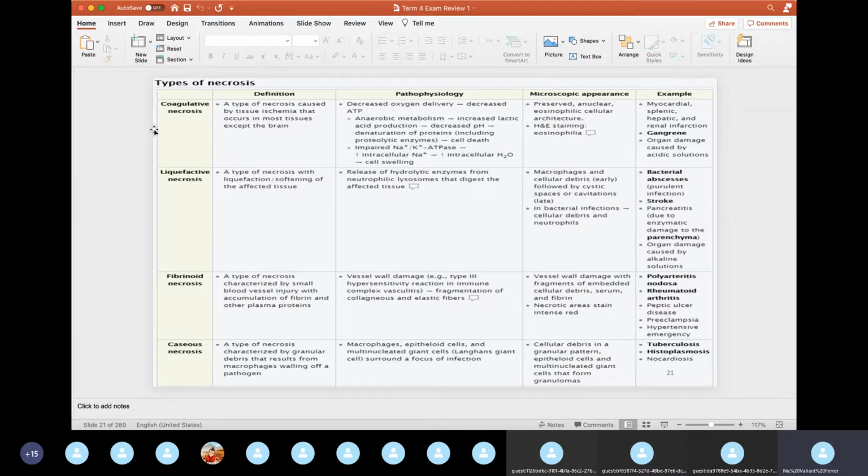Liquefactive, seen in brain infarction. It is due to neutrophil releasing their lysosomal enzymes that digest the tissues. You can see cystic spaces and cavitation, specifically in the brain.